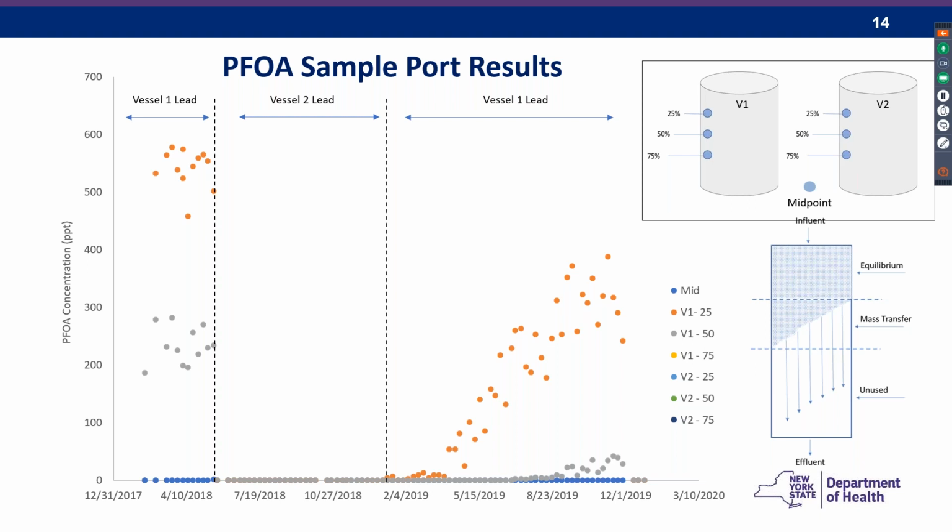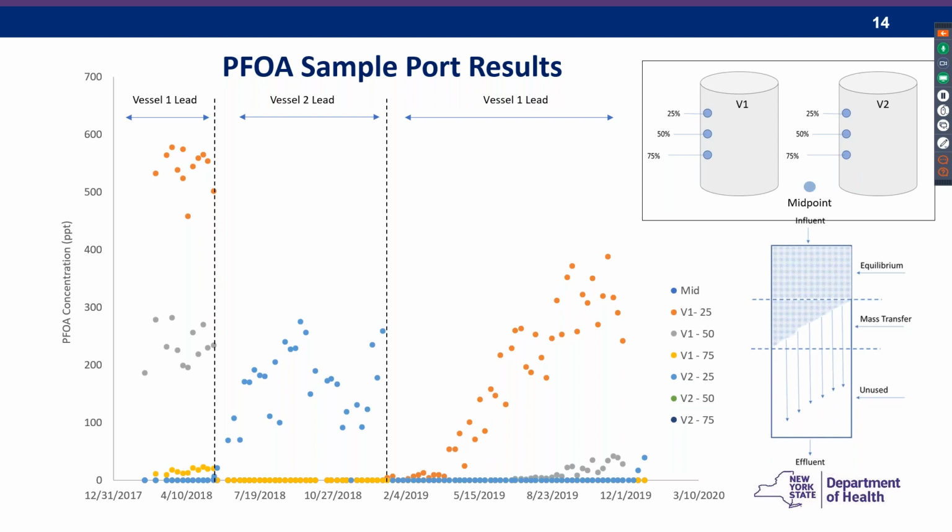Going down the contactor, you see that at the 50% point of vessel 1 there's active transfer going on. The concentration is not at the background, which would be between 500 and 600 ppt, but it's down to 200 to 300 ppt. We also see small detects at the 75% point, but we do not see anything at the midpoint. So the active transfer zone looks to span a little over 25% of the contactor.